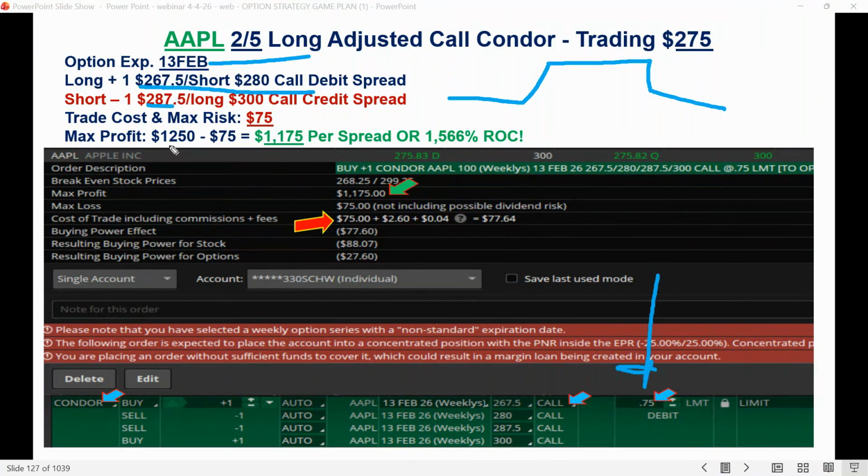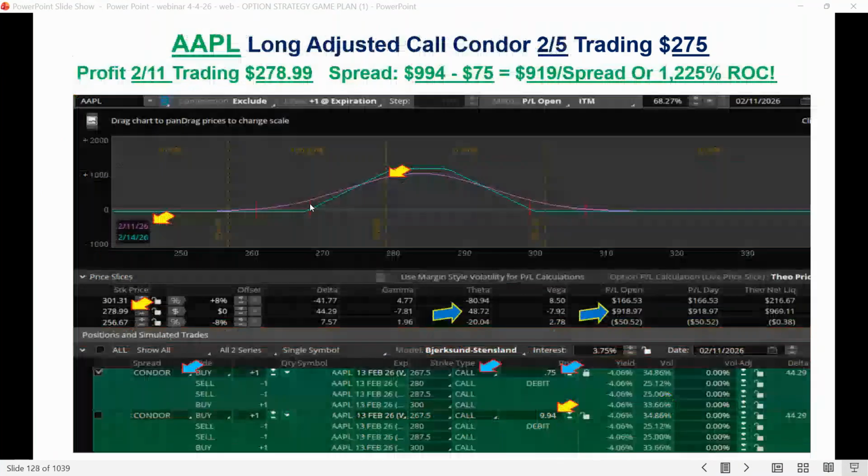Spread width, look at this, it's a $1,250 wide spread, so $12.50 wide spread on each side. Our cost now is reduced to 75, potential to make 1,175 that goes out here, up 1,566% return potential on that. And I think, yeah, we got pretty close to that on this one.